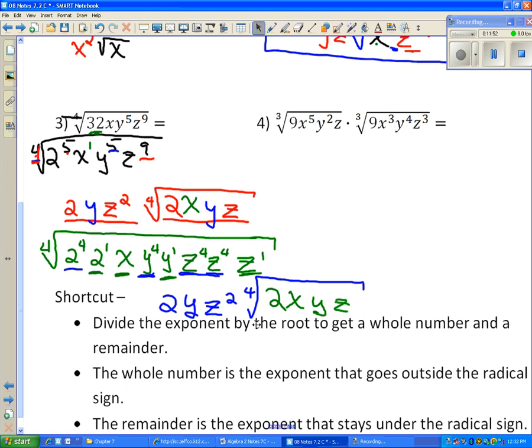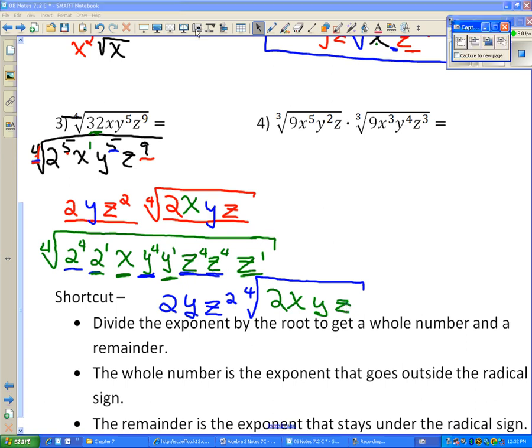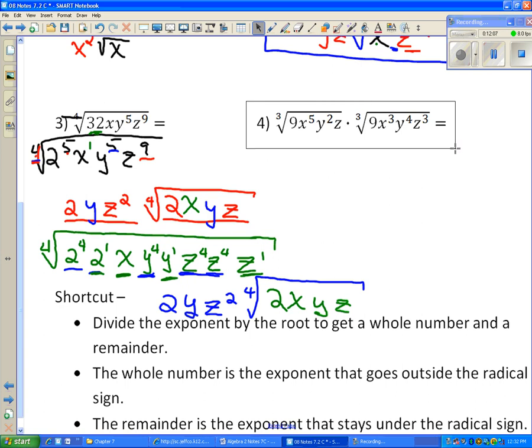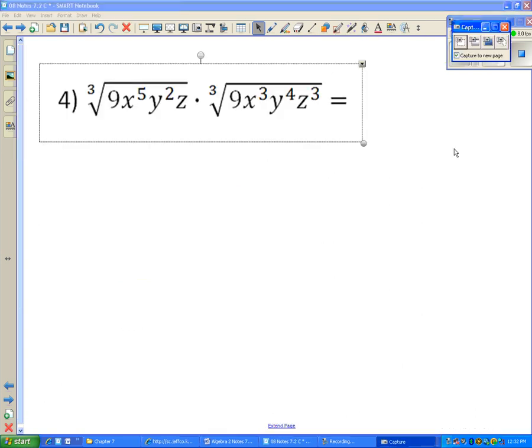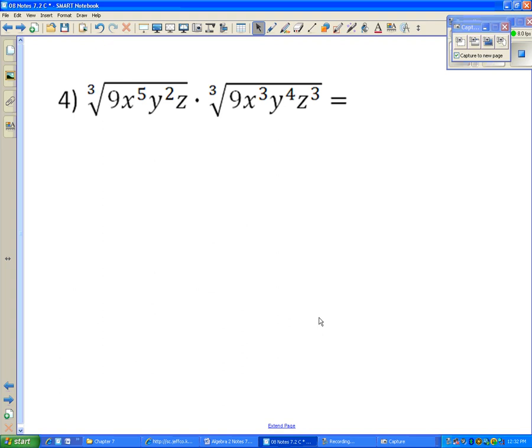Let me scoot some of this stuff over. Let's look at problem number 4. I'm going to go ahead and move this to a different page, so I'm going to bring up my little camera, so I have more room. There's number 4, big and bold and beautiful.